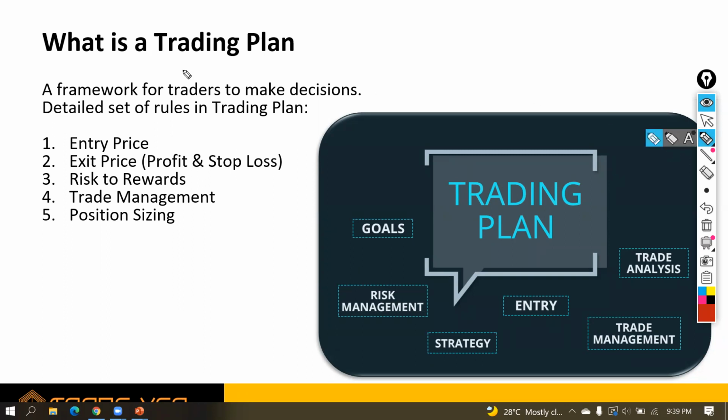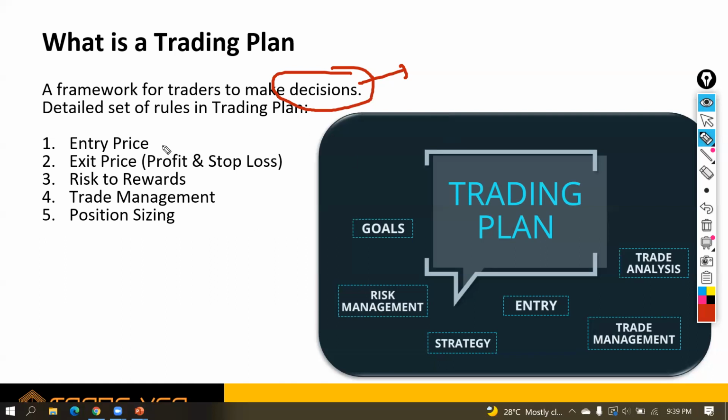Now, what is a trading plan actually? It is a framework for traders to make decisions. So again, it's the thing that helps you decide, not to say, should I average down, or maybe wait for a few more bars, or sell off, or cut loss. These are the things that help you decide: if this thing happens, what you should do next.